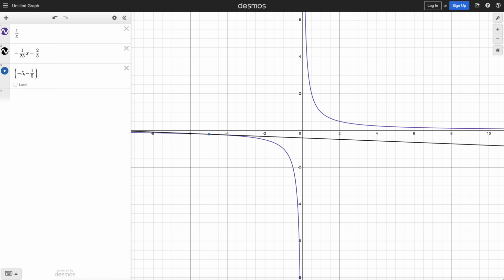Just to get an idea of what this looks like graphically, I've plotted the curve 1 over x along with that tangent line, negative 1/25 x minus 2/5. And you can see right at that point x equals -5, that tangent line comes up and just touches the original function. It gives us a line that touches the curve just at that one point, so it's good to have a visual understanding of what all these calculations are actually telling us.